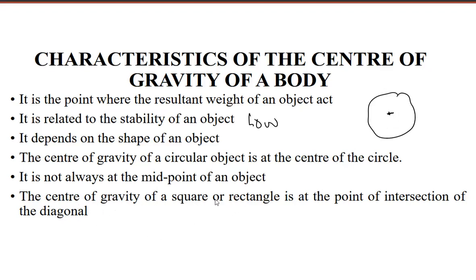The center of gravity of a square or rectangle is at the point of intersection of the diagonals. So if you have a rectangle, this is diagonal 1, and this is the second diagonal. This point is where the center of gravity of that object lies.